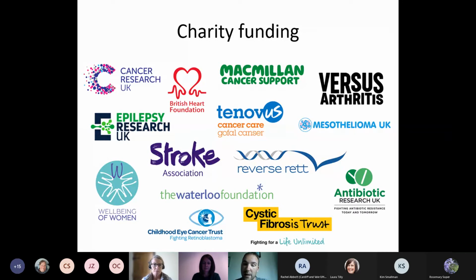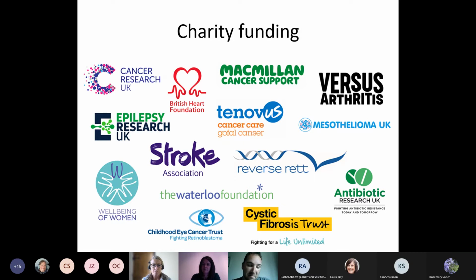And these can be organizations such as Mesothelioma, I'm not even sure I'm pronouncing this right, UK, which, for example, funds research into asbestos-related cancers. And then the Waterloo Foundation, which is a Cardiff-based foundation, funds research into very rare childhood conditions. So it is really worth looking for charities, especially if you don't need a huge amount of money.